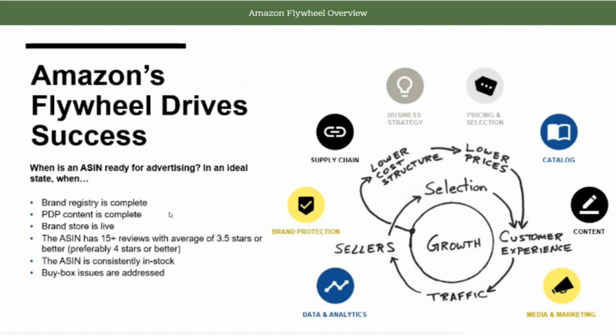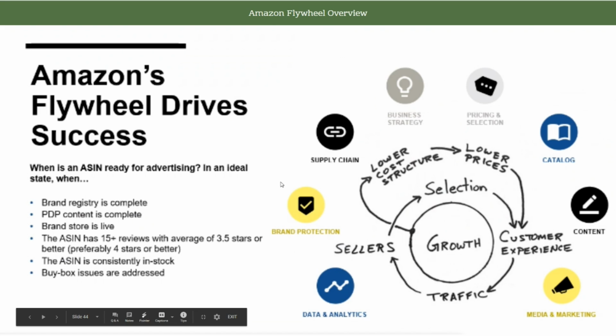That your product has 15 or more reviews with an average 3.5 star rating or better, preferably 4 stars, but 3.5 is acceptable. And that your product is consistently in stock. So like I mentioned earlier, having inventory on your product and keeping inventory is crucial. And buy box issues are addressed.